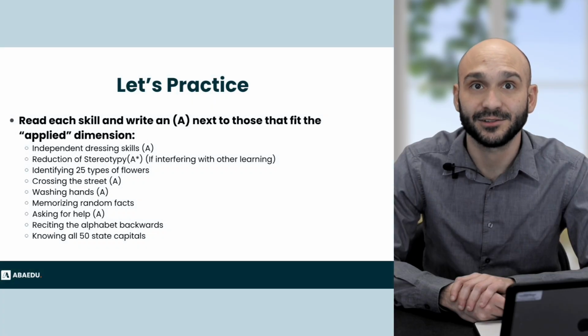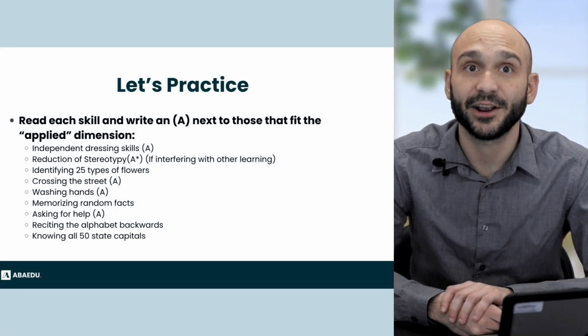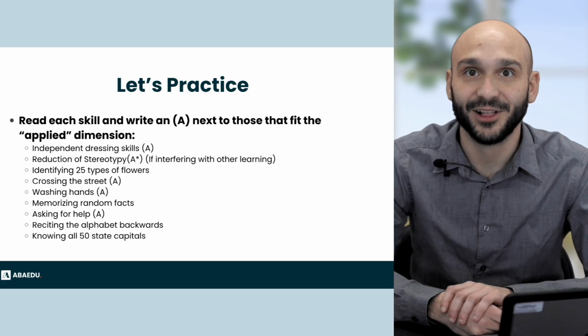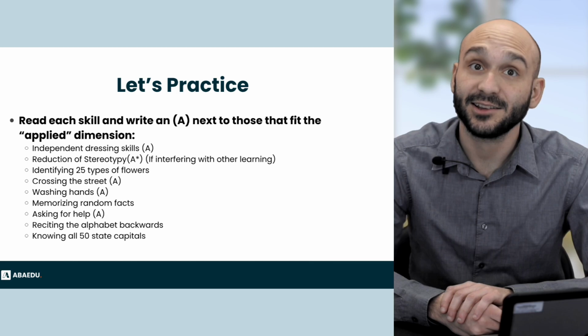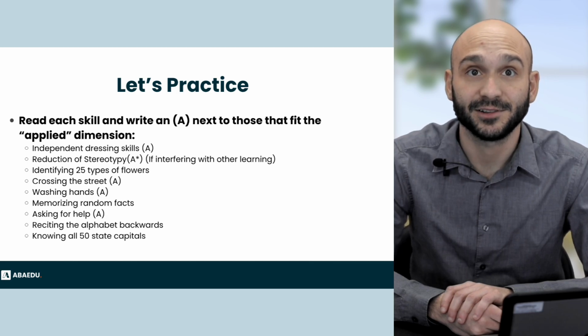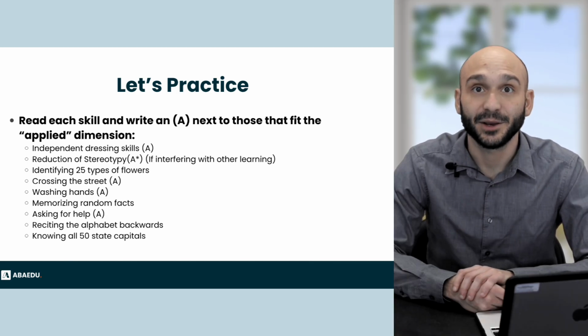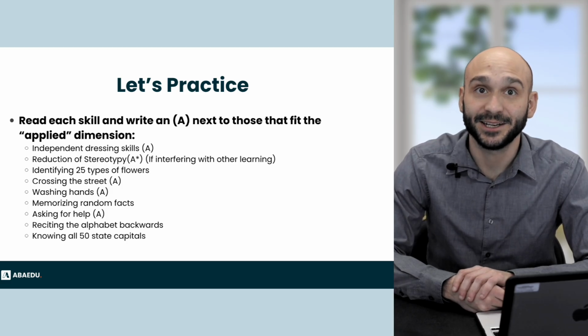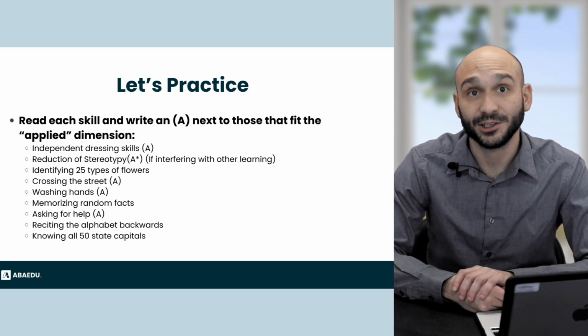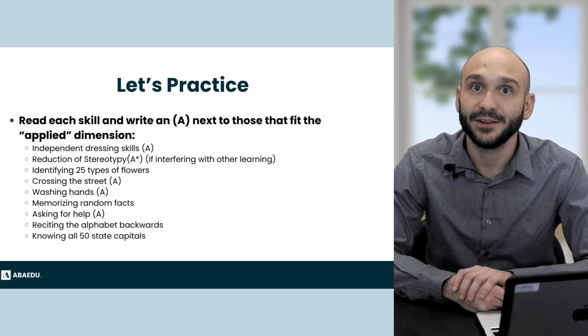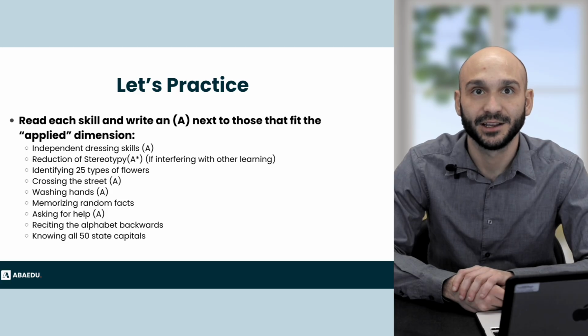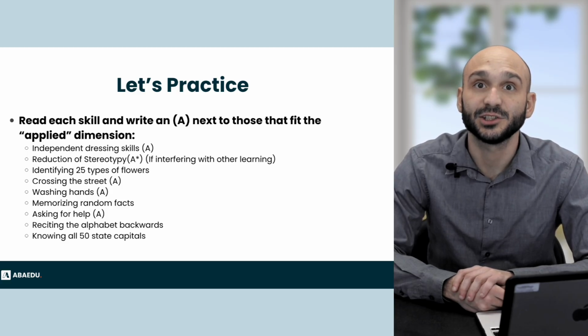Let's test your understanding. Take a look at this slide and select which of these would qualify as applied behaviors. Independent dressing skills, reduction of stereotypy, identifying 25 types of flowers, crossing the street, washing your hands, memorizing random facts, asking for help, reciting the alphabet backwards, knowing all 50 state capitals. The applied behaviors would include independent dressing, crossing the street, washing your hands, and asking for help. Reduction of stereotypy could be applied if it interferes with learning or social functioning. Again, the key idea here is social significance.